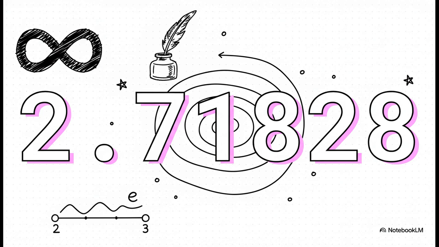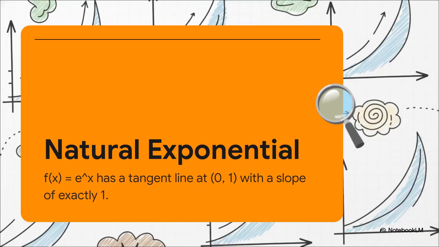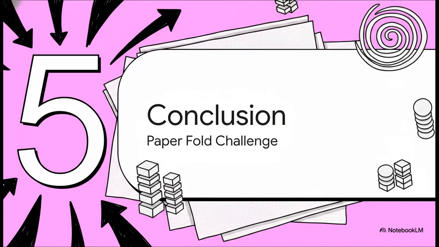Of all possible bases, one is truly special, the number e, approximately 2.71828. Going on forever without repeating, kind of like pi. It sits perfectly between 2 and 3, and it is arguably the single most important number in all of higher mathematics. So, why e? Because it's the only base where the slope of the curve at (0, 1) is exactly 1. This makes your life much easier in calculus when we start calculating derivatives. It literally means the rate of change is perfectly proportional to the function itself. We call f(x) = e^x the natural exponential function, and it is the undisputed king of calculus operations. And finally, Section 5, Conclusion and the Paper Fold Challenge.